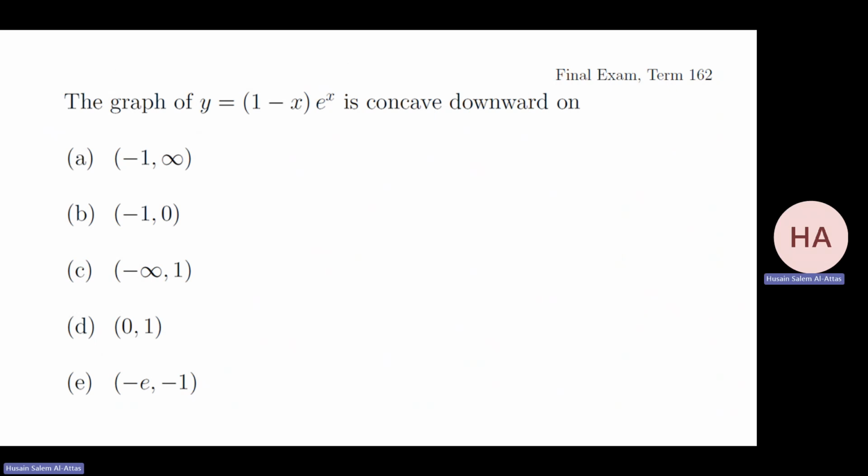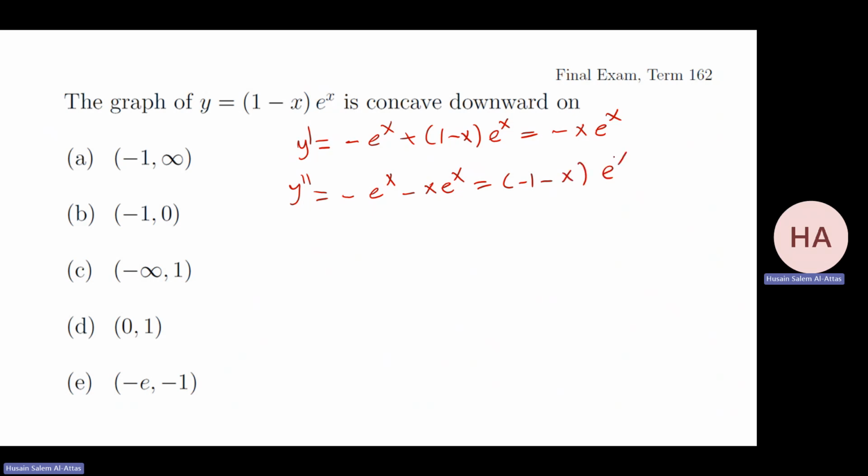this interval. Calculation: define f prime, f double prime. Y prime will be the derivative of the first, minus e to the power x, plus the second. That gives me minus x e to the power x. Y double prime will be minus e to the power x minus x e to the power x. That will be minus 1 minus x times e to the power x. Make it equal to 0. So we have x equals minus 1.